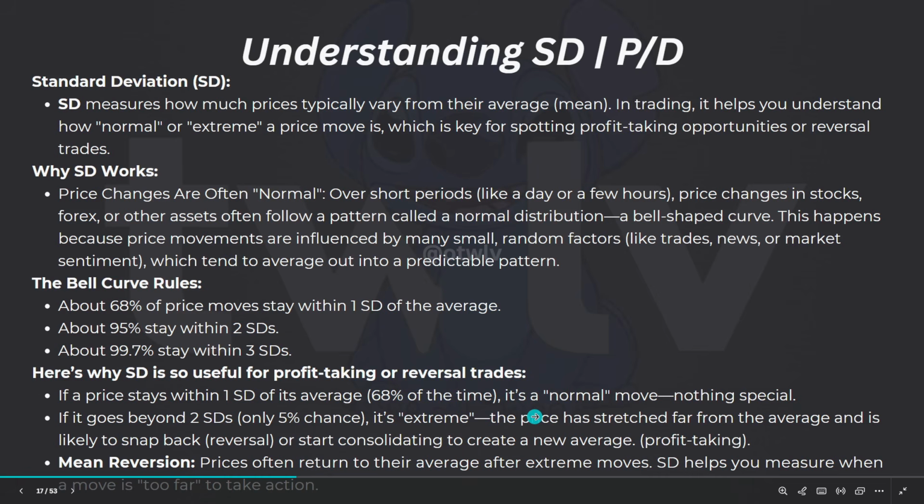So this right here is what I was just saying. If we are accumulating and then we manipulate and then expand very high up, if you take the manipulation leg and draw out your standard deviation, you'll see price most likely will react around -2 to -2.5 standard deviation, expansion back inside the range, or it starts to consolidate.